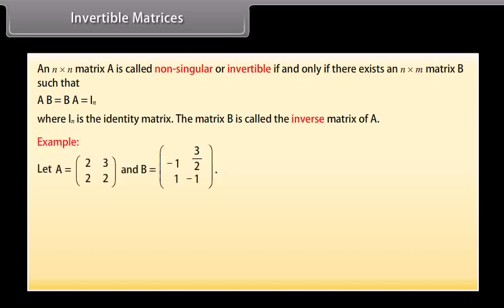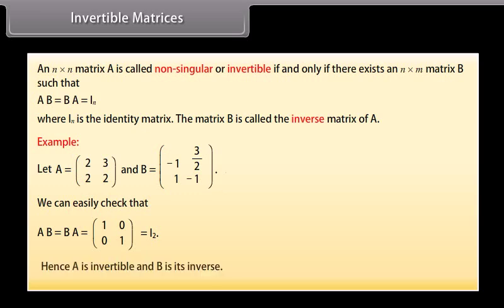Look at this example. Here A and B are given. We can easily check that AB is equal to BA is equal to identity matrix. Hence A is invertible and B is its inverse.